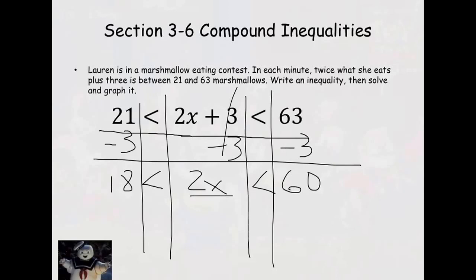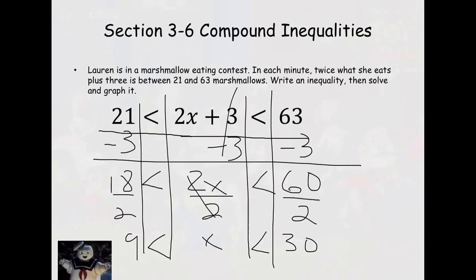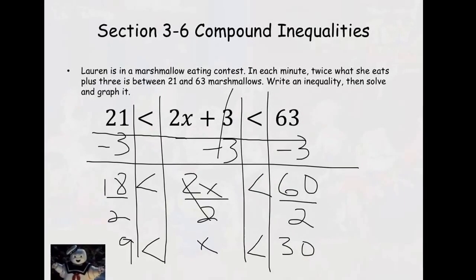So I'm going to do the opposite. The opposite of multiplying by 2 would be dividing by 2. Whatever we do on one side, we have to do to the other side. This is a wash. And we get x is less than 60 divided by 2 is 30. And we get x is greater than 18 divided by 2 is 9. In a compound inequality, that's what it looks like.